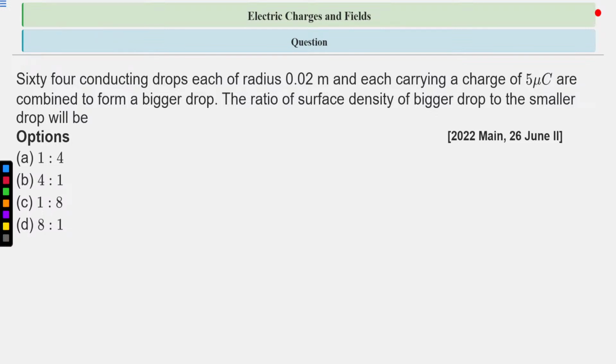64 conducting drops, each of radius 0.02 meter and each carrying a charge of 5 microcoulomb, are combined to form a bigger drop. The ratio of surface charge density of bigger drop to the smaller drop will be. Now 64 drops we have of radius 0.02 meter and each drop is carrying a charge 5 microcoulomb, and they combine to form a bigger drop, and now we have to find the ratio of surface density of bigger drop to the smaller drop, and your options are 1:4, 4:1, 1:8 and 8:1.